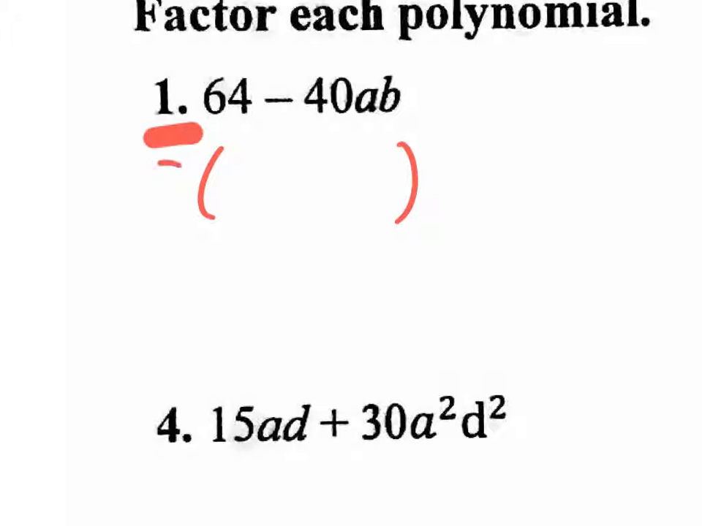Let's pull out an 8, and let's think 8, that GCF, times what gives me 64? Positive 8. And then 8 times what gives me a negative 40AB? Negative 5AB. And that's it.